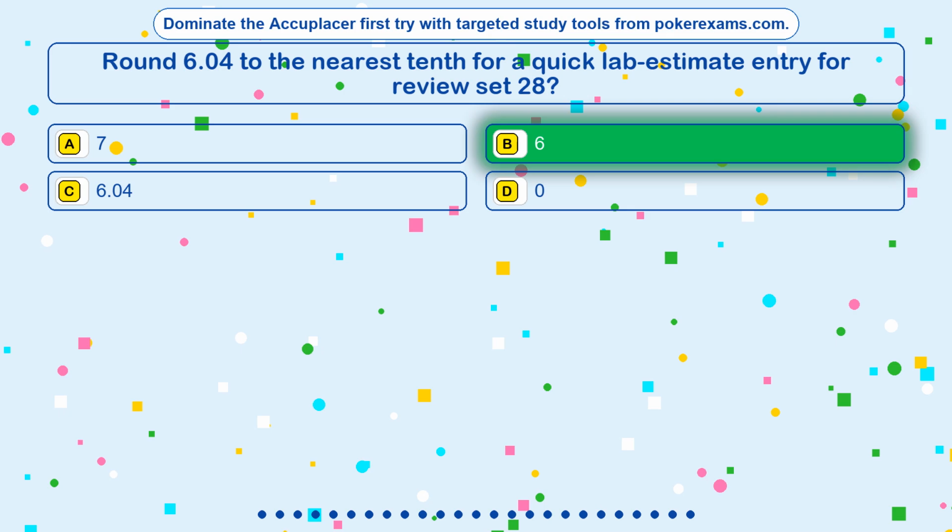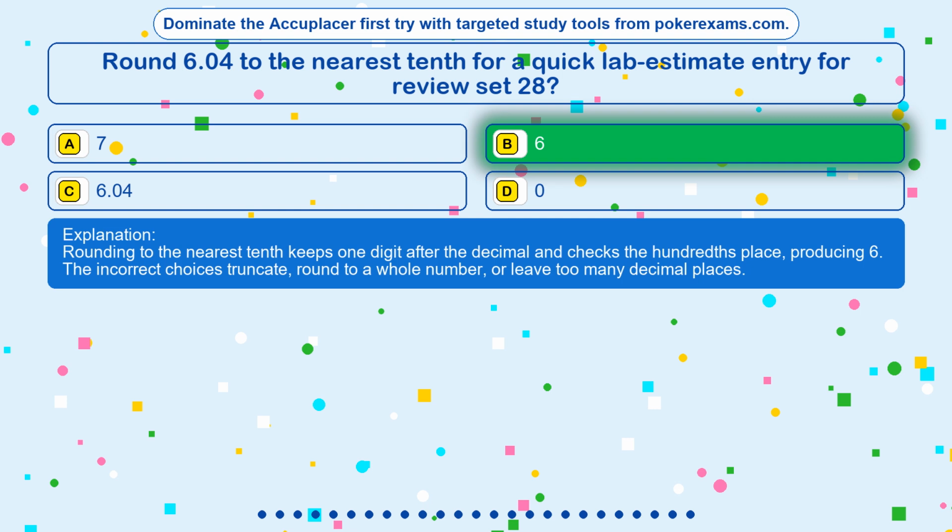The correct answer is option B, 6. Rounding to the nearest tenth keeps one digit after the decimal and checks the hundredths place, producing 6. The incorrect choices truncate, round to a whole number, or leave too many decimal places.